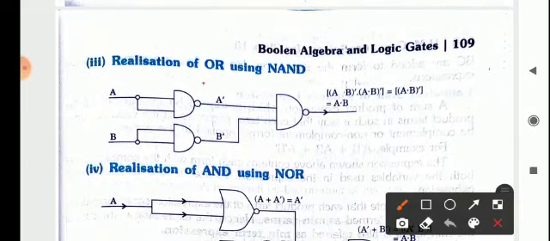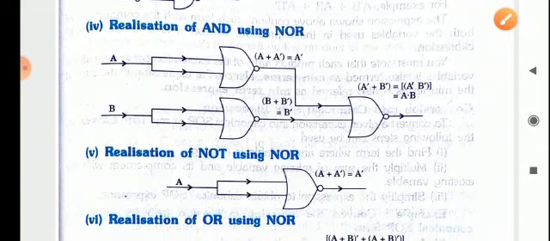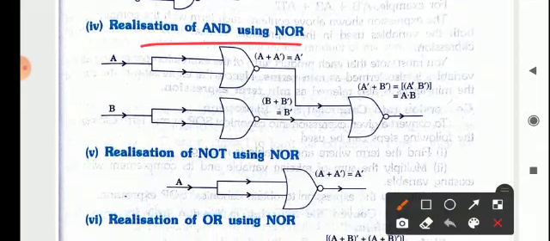Similarly, we can do it with OR also, using 2 gates; you have to learn these gates. This is AND, this is also AND plus NOT, that is the NAND gate, and then the output will come this way. Then we have the realization of AND using NOR.